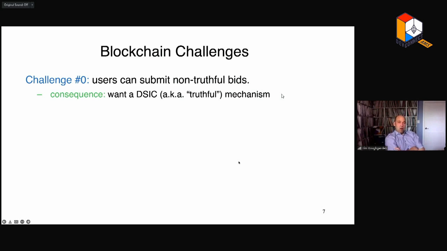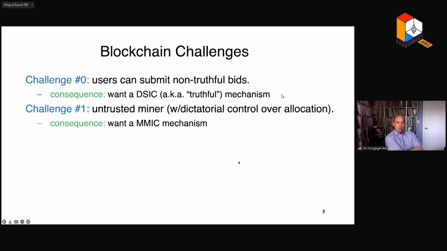So challenge zero is not a new challenge. That's just the issue that people can misrepresent their preferences. In our context, that would mean submitting a bid or a transaction fee which is something different than a truthful bid. What would be your maximum willingness to pay? And this is exactly the challenge that is handled by the textbook solutions.